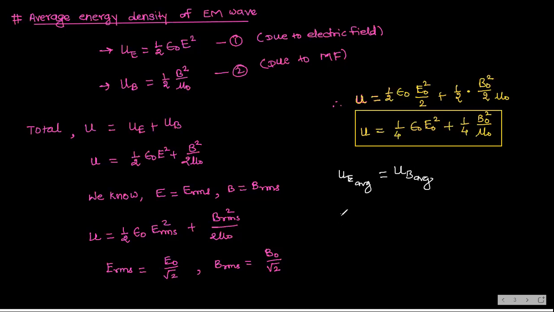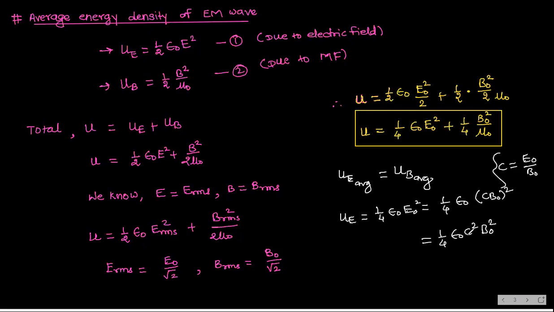Yes. And therefore, UE is equal to 1 by 4 epsilon naught E naught square, which should be equal to 1 by 4 epsilon naught, and E value I am substituting. What is this? E naught square value, what we have, we know C is equal to E naught by B naught. Yes, no? So E naught is equal to C into B naught. So if I substitute C into B naught and square it, what do I get? 1 by 4 epsilon naught C square B naught square. Yes, no?